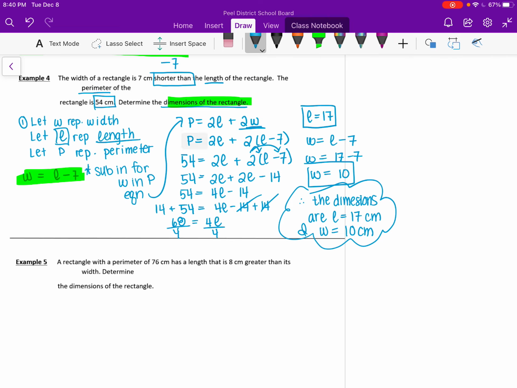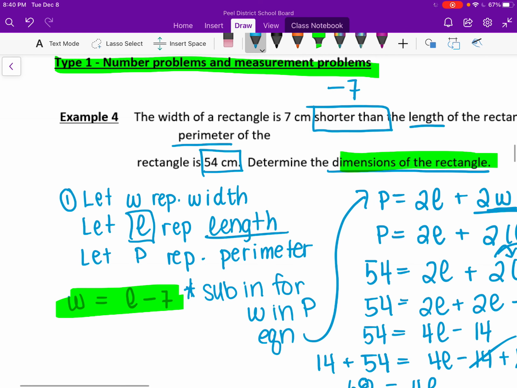But do you see how we took this question that, at first, I don't even know what it's asking me right now, and we changed it into a language that we understand. And always make sure that you're answering the question. What's actually required? What is it asking you to solve for?